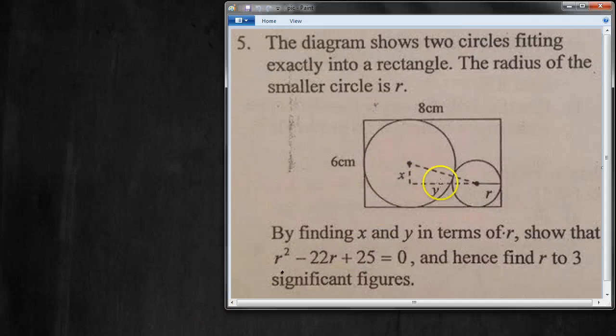Okay, let's have a look at this then. Okay, here's the picture. We want to get this equation. It says to find x and y in terms of r.